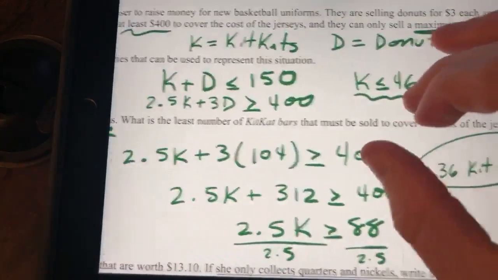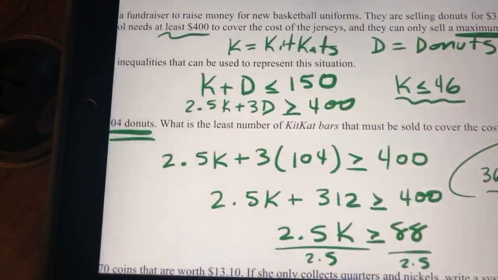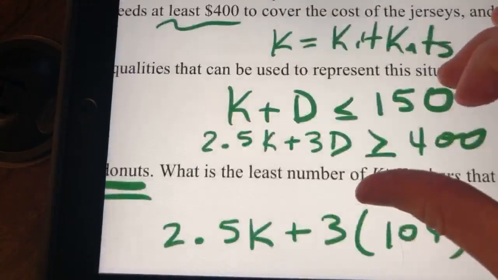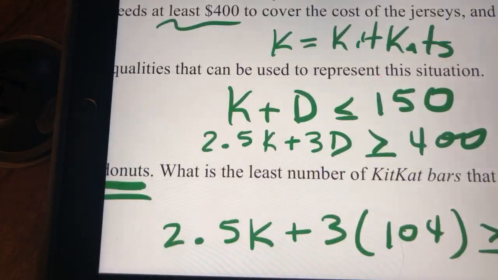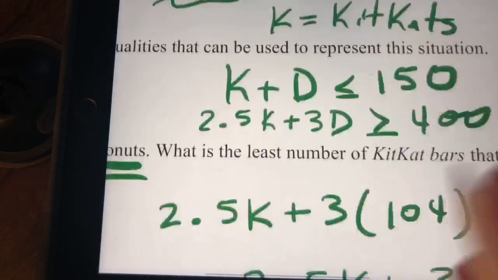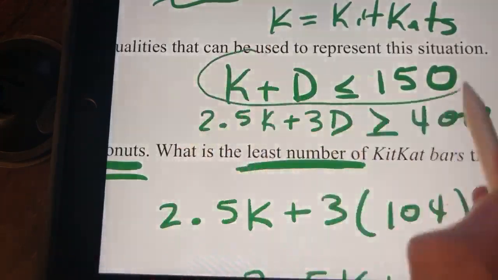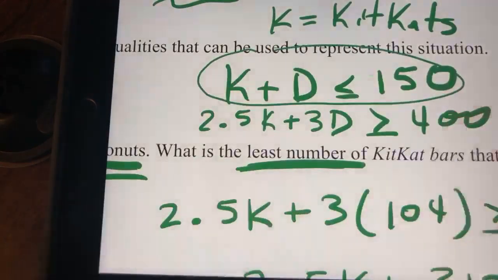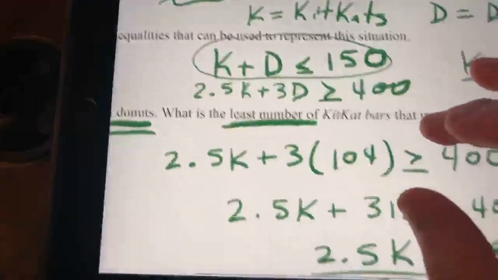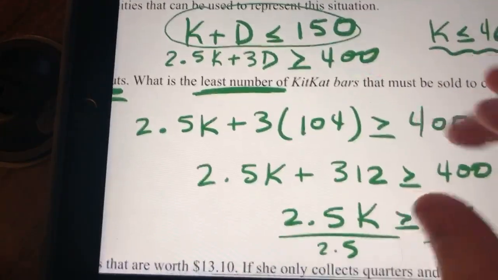Like we said earlier, your first instinct with a question like this might be just to plug into the quote-unquote easier of the two, the one without money, and say, oh, it's 46. The keyword was, what's the least number of KitKats? This equation isn't going to tell you the least number. That's going to be the most. So we plugged into the money one, if you will.